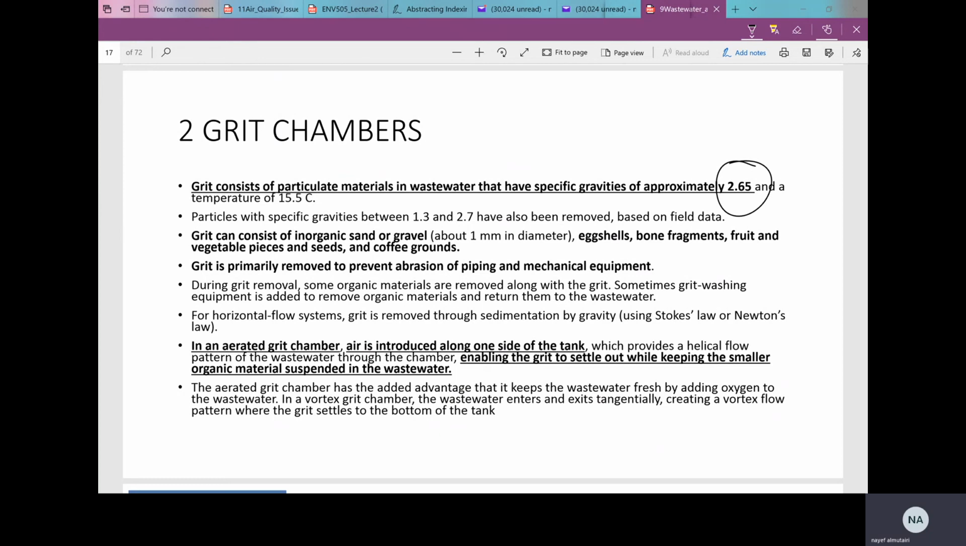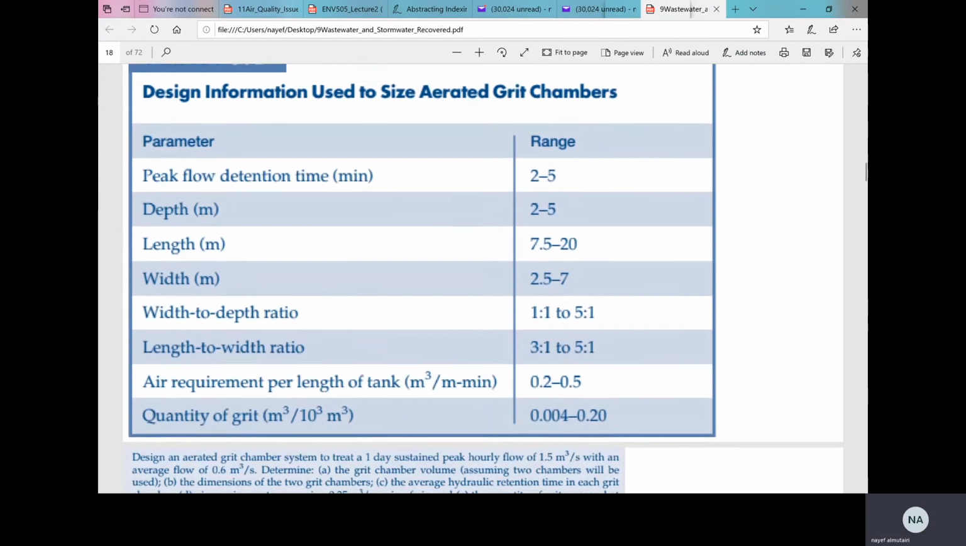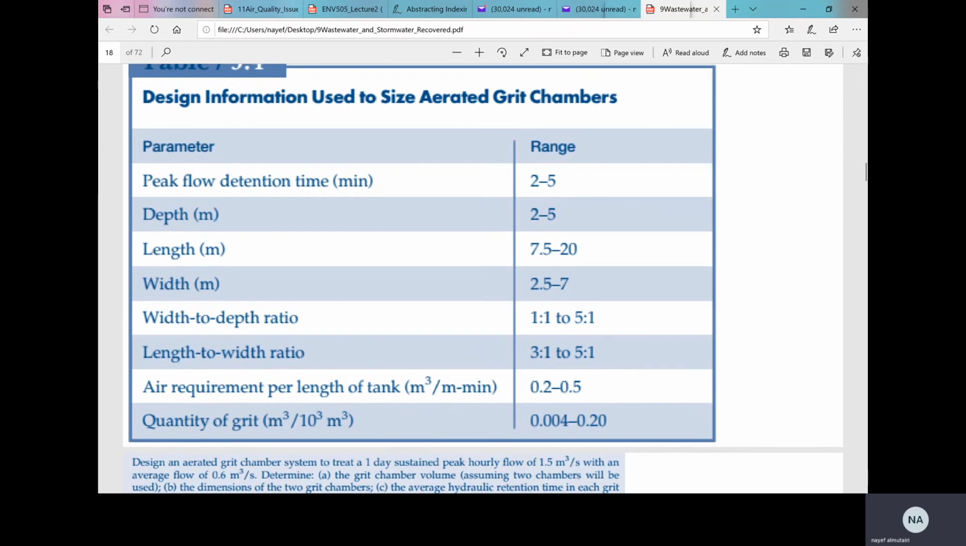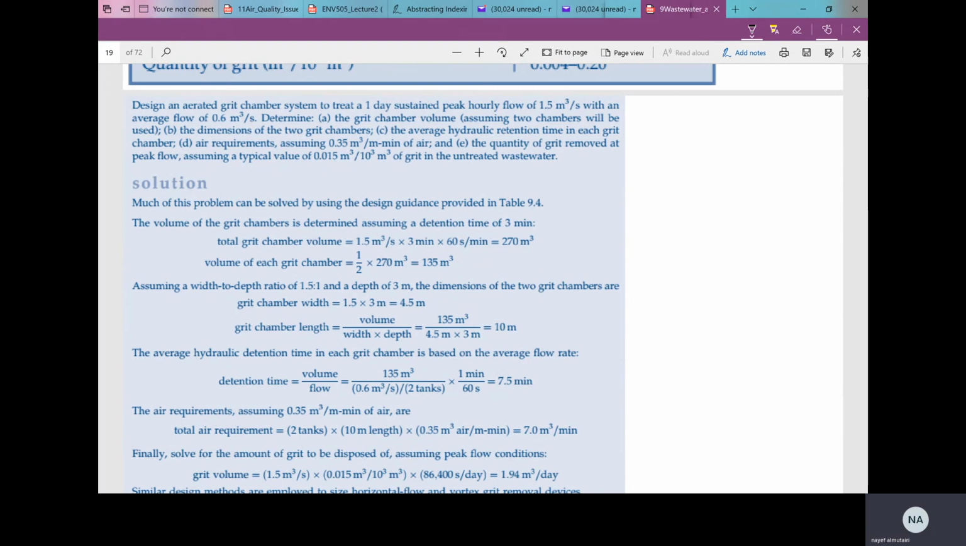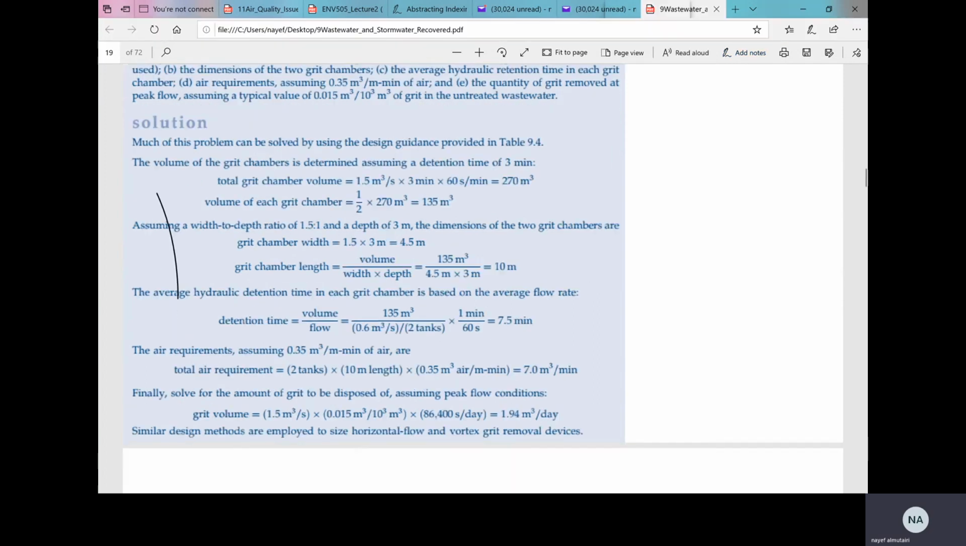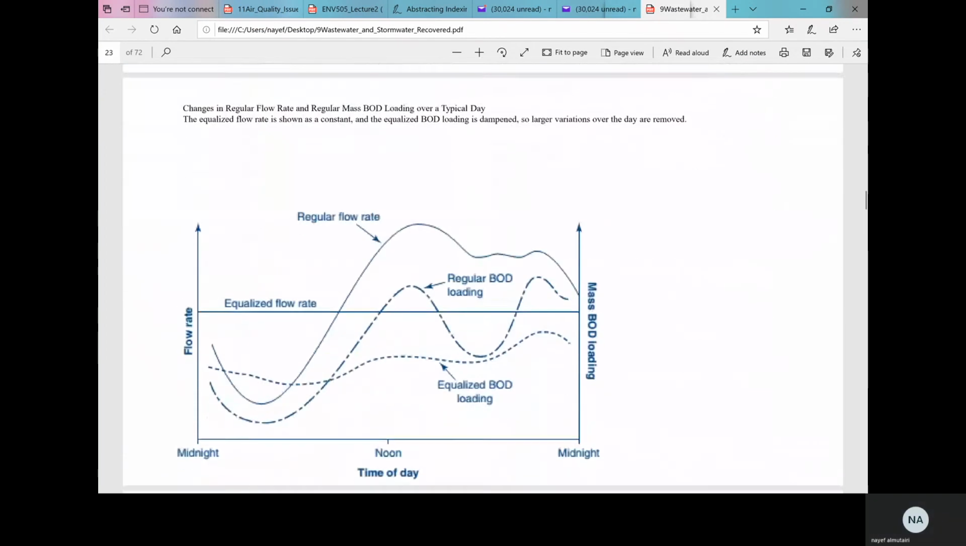Sometimes we have aerated grit. And these are the design information used for aerated grit chambers. This example came in, I guess, final last year. So read this example very carefully, because this is to design an aerated grit chamber. From the design table you have at the top. Flotation, equalization.